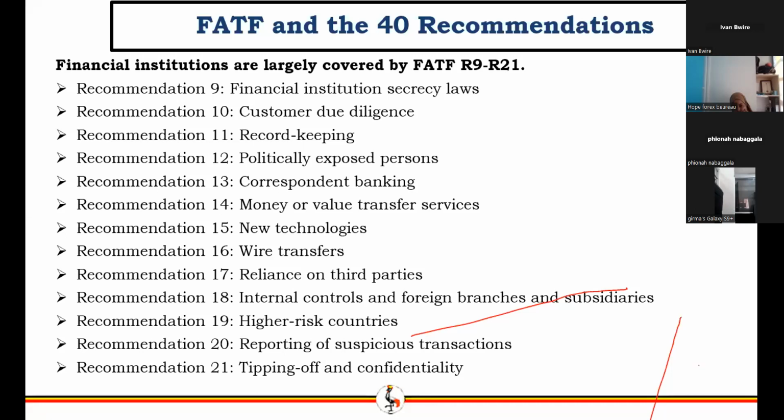You cannot plead that I have a duty of confidentiality to my client. This is confidential information, so I cannot give you the information. When it comes to any investigation as regards money laundering or terrorism financing, that right of a client is waived. So you're supposed to provide that information, meaning there is no right of secrecy in terms of investigations on money laundering. So that's what recommendation 9 says.